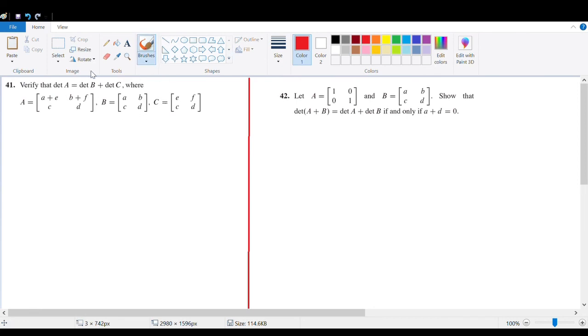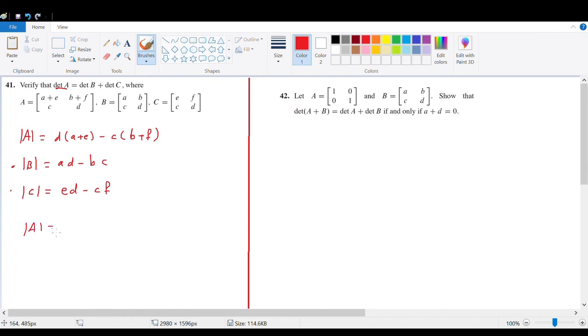In 41, verify that determinant of A is equal to determinant of B plus determinant of C. So first we need to find determinant of A. This will give us D multiplied by A plus E, minus C multiplied by B plus F. Now we need first to find determinant also of B. So this will give us AD minus BC. Now determinant of C is equal to ED minus CF. We want to show that determinant of A is equal to determinant of B plus determinant of C.